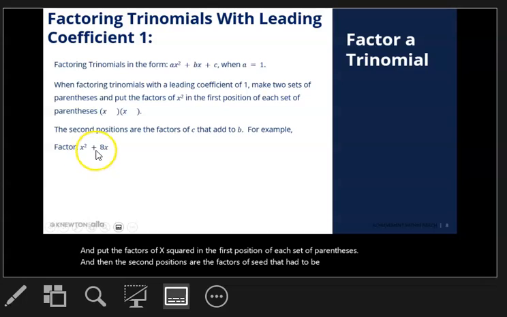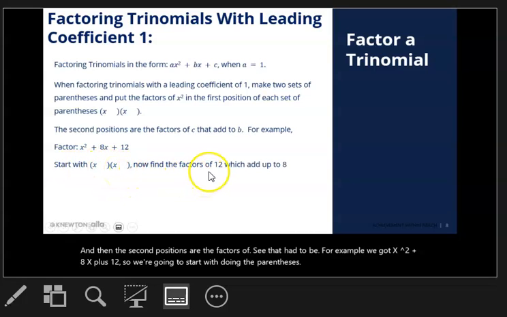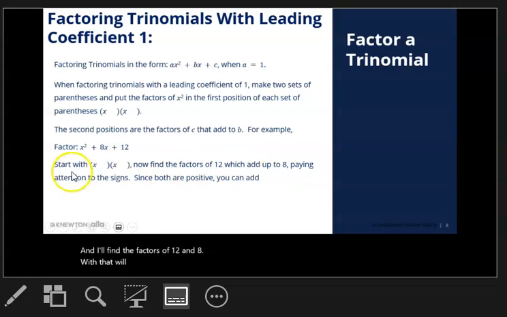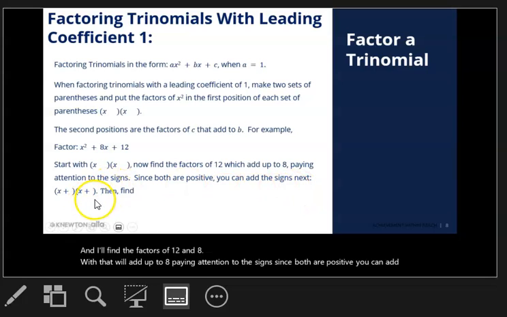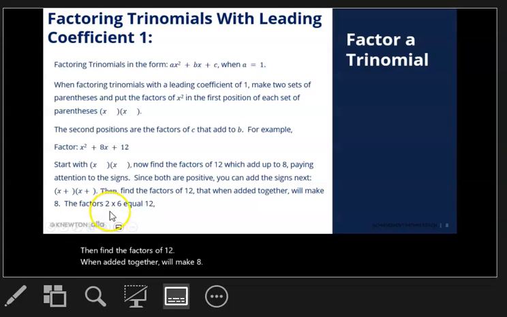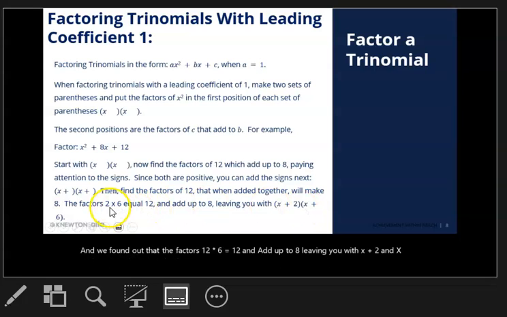For example, we got x squared plus 8x plus 12. So we're going to start with doing the parentheses, and I'll find the factors of 12 that will add up to 8, paying attention to the signs. Since both are positive, you can add the signs next. Then find the factors of 12 that when added together will make 8. And we found out that the factors 2 times 6 equals 12, and add up to 8, leaving you with x plus 2 and x plus 6.